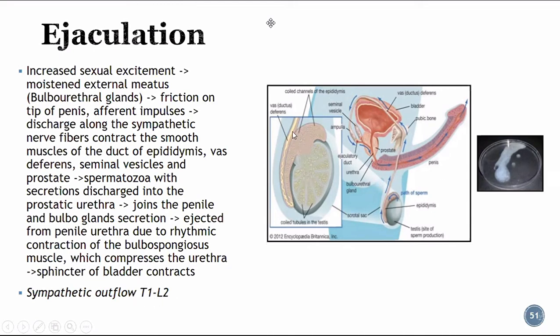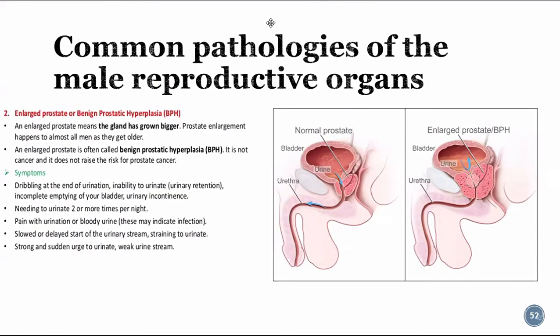Now, for those of you who have not seen a sample of sperm or semen before, this is whitish in appearance, liquid with a jelly texture. Okay. Now we are done with the organs. We now go to the common pathologies.